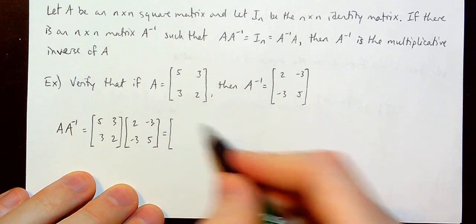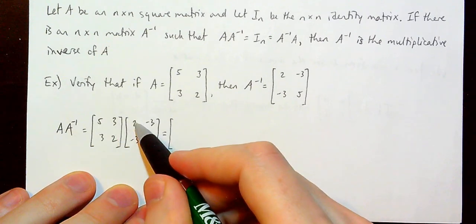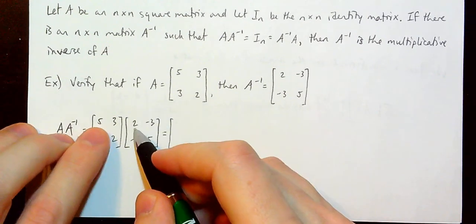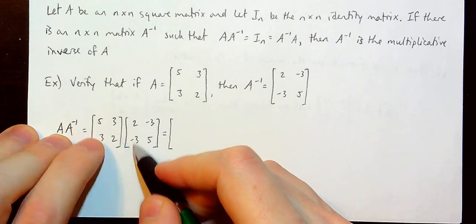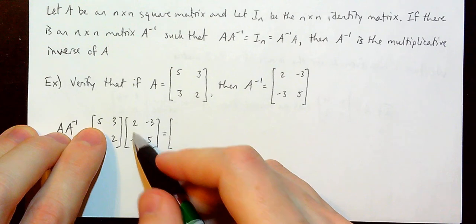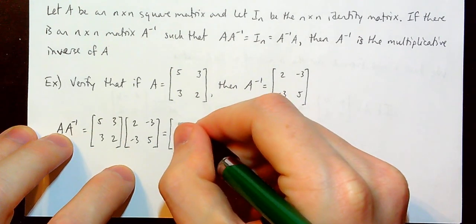Entry in first row, first column: product of the firsts plus product of the seconds. 5 times 2 is 10. 3 times negative 3 is negative 9. 10 plus a negative 9 is a 1.